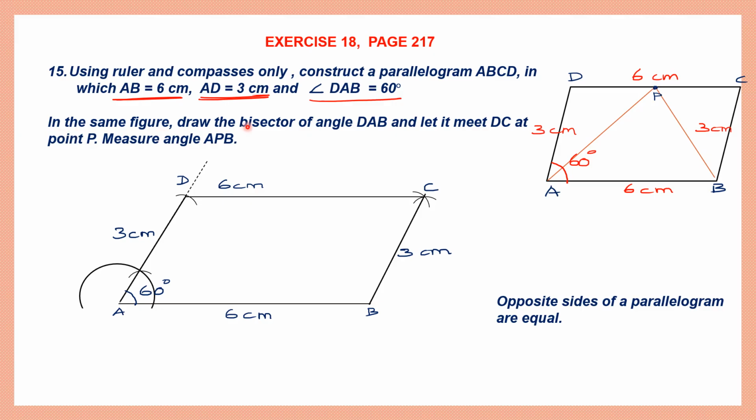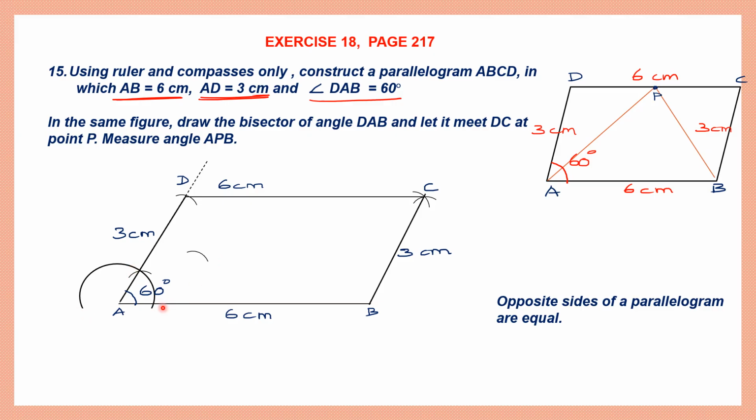In the same figure, draw the bisector of angle DAB. So we have DAB. Now we have to draw a bisector of this angle. So to draw a bisector, take a measurement on your compass. Place it at this point of intersection of this arc with this line AB and draw an arc. Now bisector means half of 60, so it will come somewhere here, isn't it? So draw half of 60. For that, an arc here from this point and from this point one more arc.